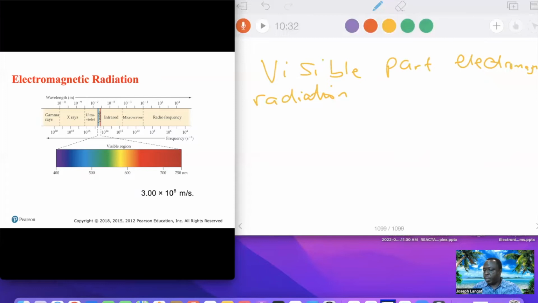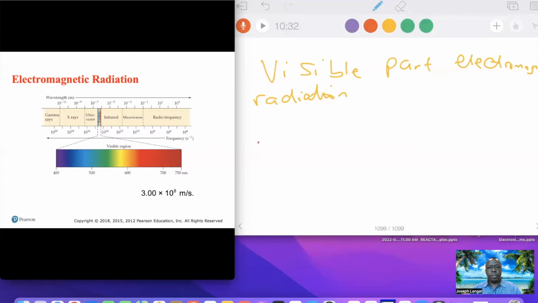Visible part is this region we can see with our naked eye. The wavelength, which you know now, ranges from 400 to 700, and it falls under the visible region of electromagnetic radiation, or radiant energy, which we can see with our naked eye.